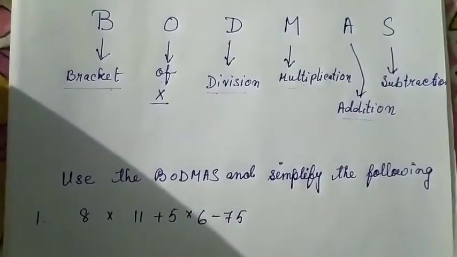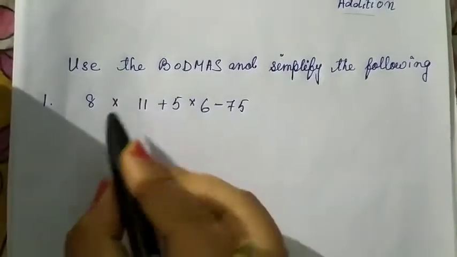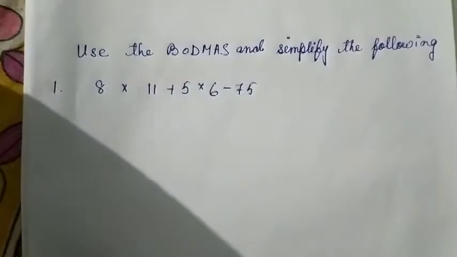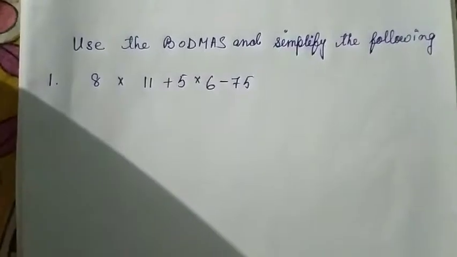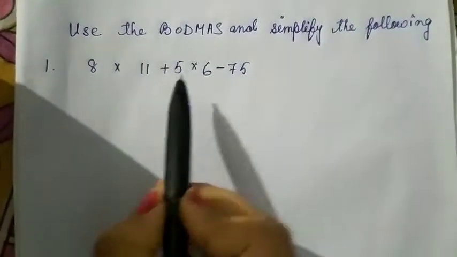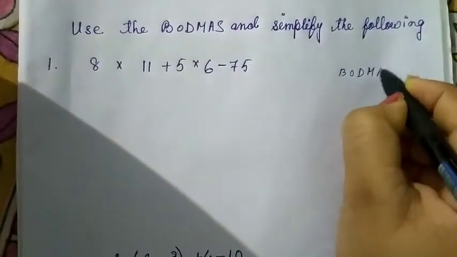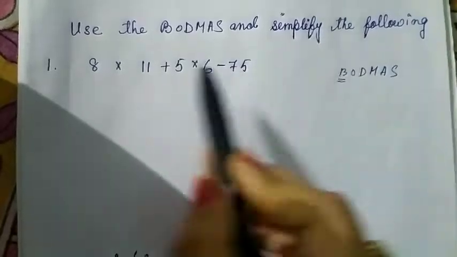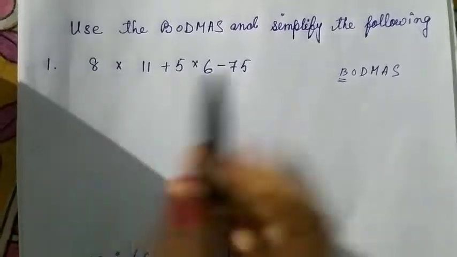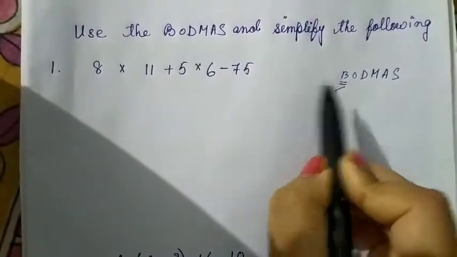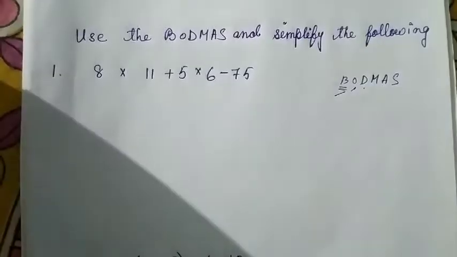Let's see some questions related to this type of problem. Use BODMAS and simplify the following. The question says 8 into 11 plus 5 into 6 minus 75. In the BODMAS rule, bracket comes first, so we find whether there is any bracket in this question. No, so we skip B here. Of is not here. Division is not here either; no division is given.